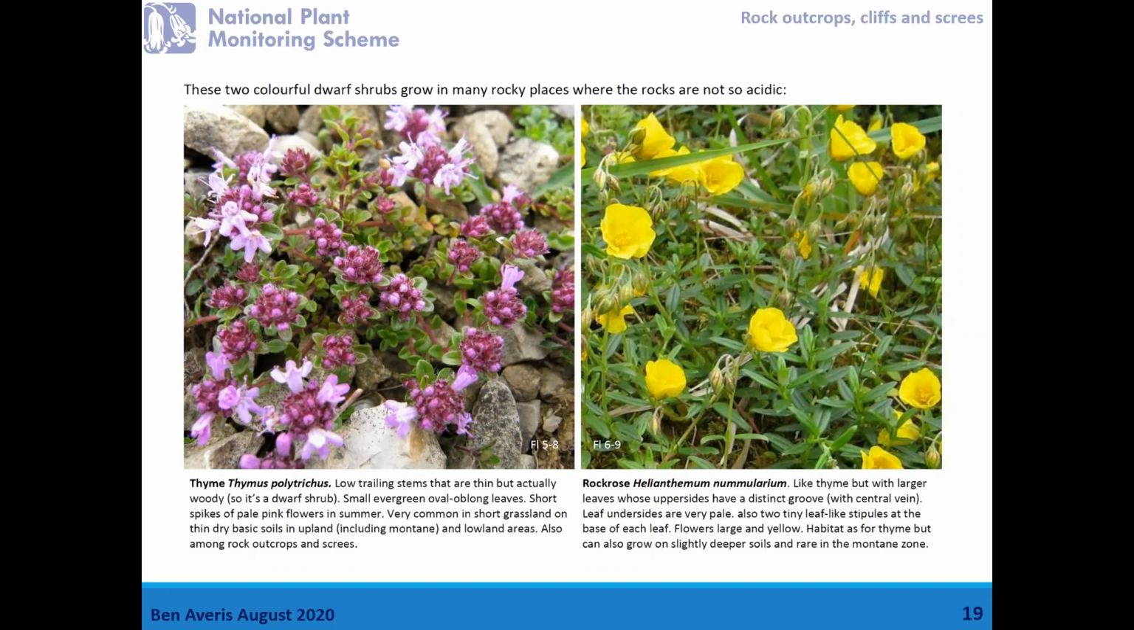Thyme is a very common plant on base-rich or calcareous soils, in calcareous grasslands especially, and it can grow amongst rock very much. It likes a very thin soil. It can't really compete with bigger growth of plants on deeper soils. Rock rose, similar habitat preference, but it can get into some deeper soils as well. So it's a little bit more wide-ranging, although on the whole it's not so common. But it commonly grows with the thyme.